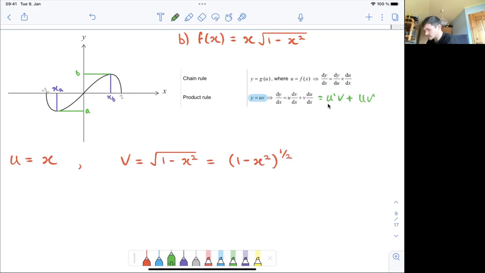This is because of the indice law: the square root of k is equal to k to the power of a half. If you're not familiar with your indice laws, I would recommend brushing up on it. You can just Google indice laws and you'll get a whole bunch that pop up, which would be worth knowing. Okay, so first of all, let's find the derivative of u, which is relatively straightforward.